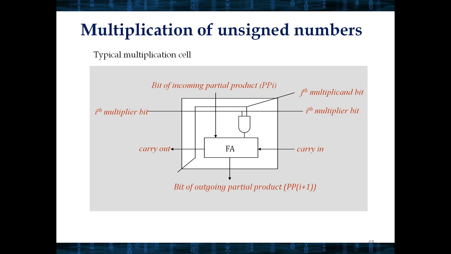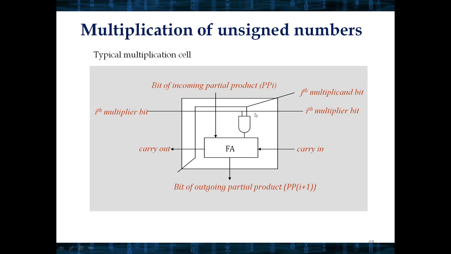So next we'll discuss a multiplication cell which is used to perform multiplication of unsigned numbers. This diagram shows a typical multiplication cell. Here we have a full adder and one AND gate. The binary multiplication of positive operands can be implemented in a combinational two-dimensional logic array. As shown in this diagram, the main component in each cell is a full adder. Here also we are using a full adder for the binary addition.